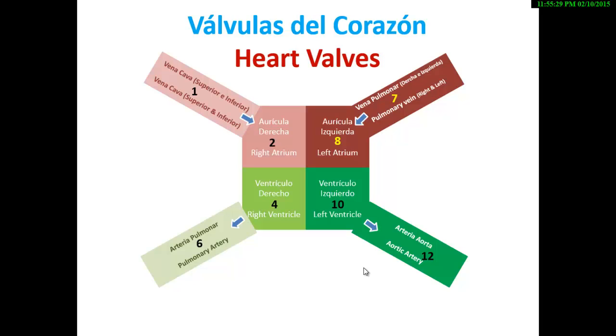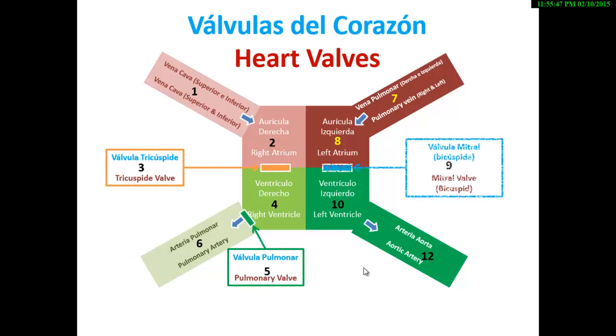We just talked about the heart chambers and also the blood vessels that arrive and go out of the heart. Now we're going to talk about the valves. There are valves that go between the chambers, and valves that go between the chambers and the arteries. This is just so that the blood doesn't go out when it's not supposed to.